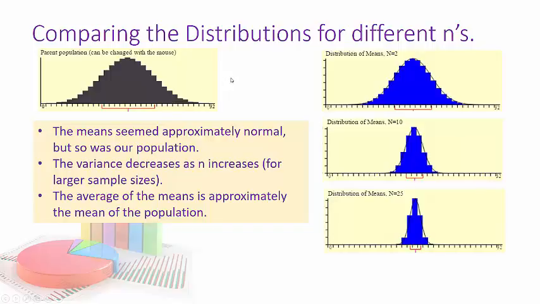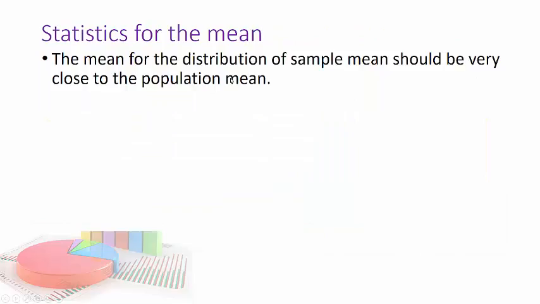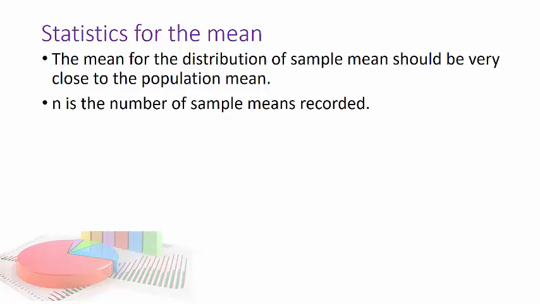Okay, so how do we use this statistically? So the mean for the distribution of a sample mean should be very close to the population mean. That should be kind of intuitively obvious. N is the number of sample means recorded. So it's not n in my sample. When I calculate a mean, I'm getting n means, all right? So I'm going to do the mean of the means, which means, oh, is there enough means in that? Which means that to find the mean of the means, I'm going to add up the means and divide by how many means I took. And that should be very similar to the population.